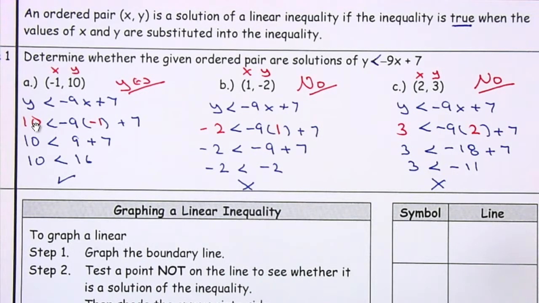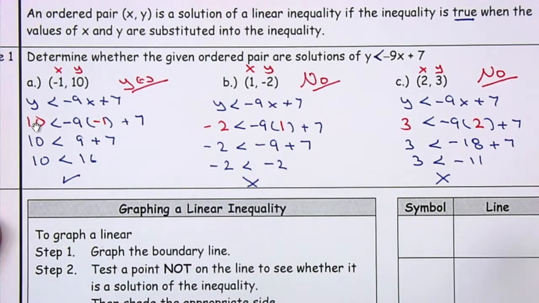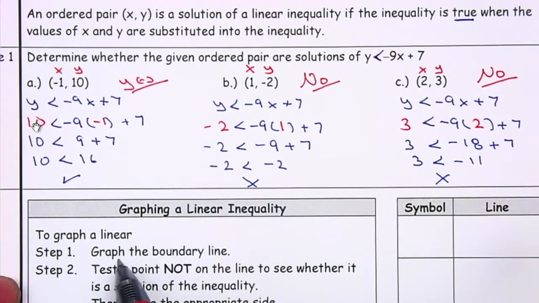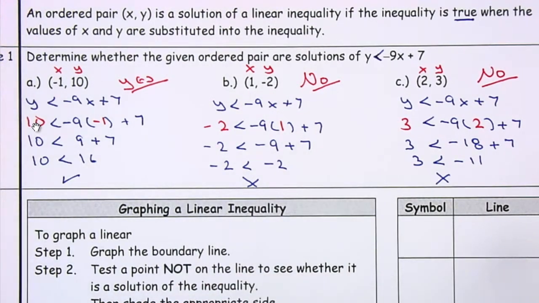Now, to graph linear inequalities, there are two ways of doing it. One, we first graph the line, and then we can test a point on either side of the line to see if it's a solution or not. That's one way. We're going to do it in a slightly different way.